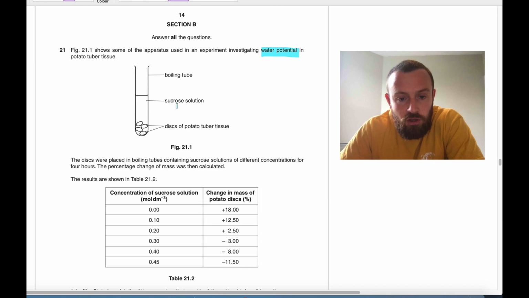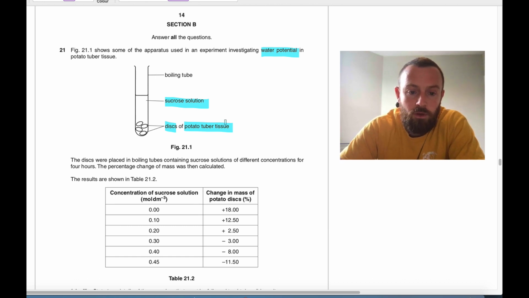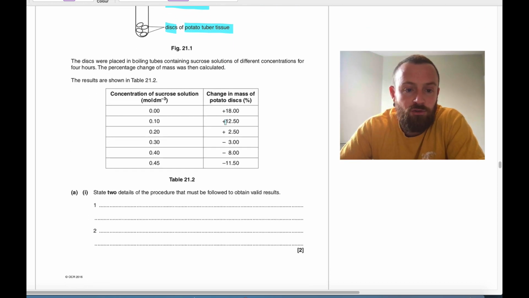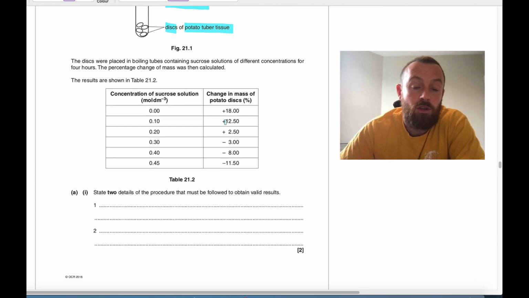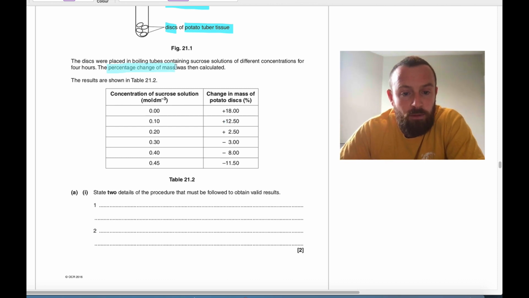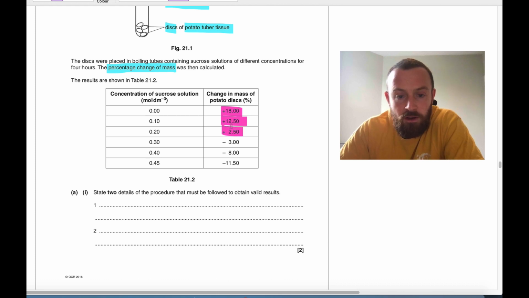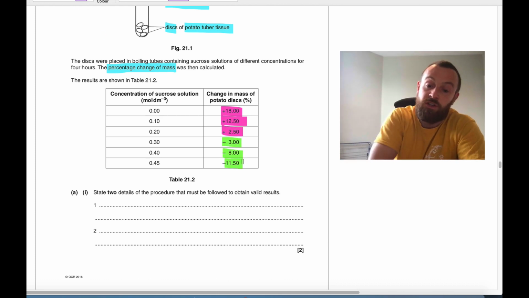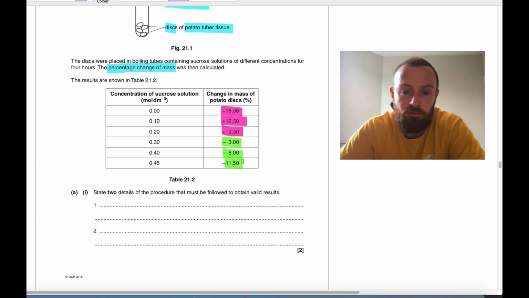We've got the tube, we've got the sucrose solution here, discs of potato tuber tissue. Discs were placed in the boiling tube containing the sucrose solutions of different concentrations for hours. And then the percentage change of mass was calculated. So we can see here, it's fairly clear that all these are positive. And okay, so the question says, state 2 details of the procedure that must be followed to obtain valid results.